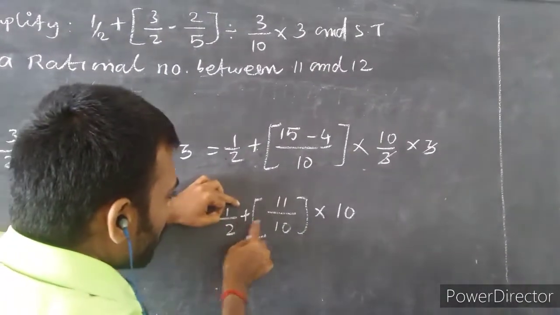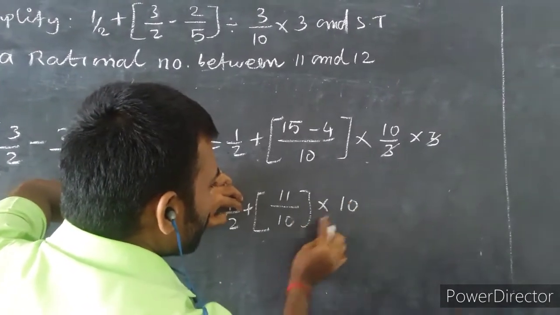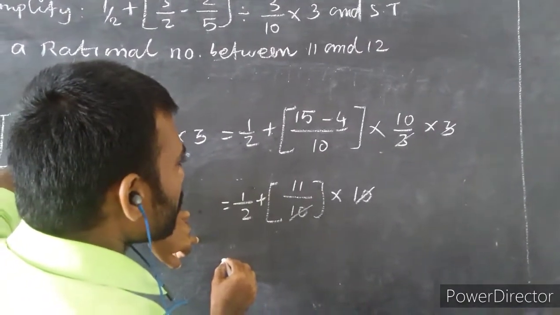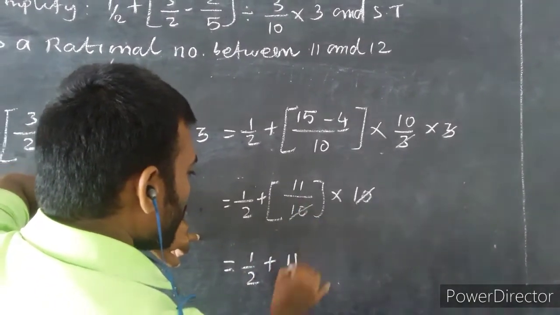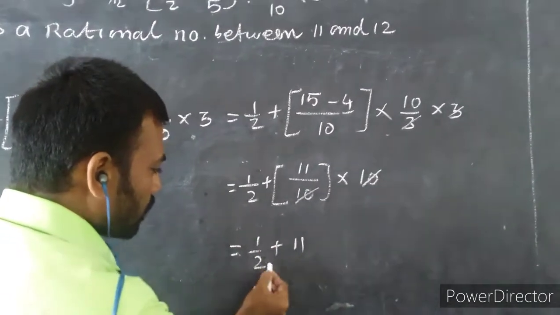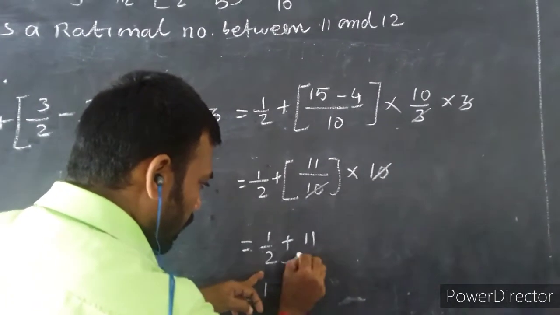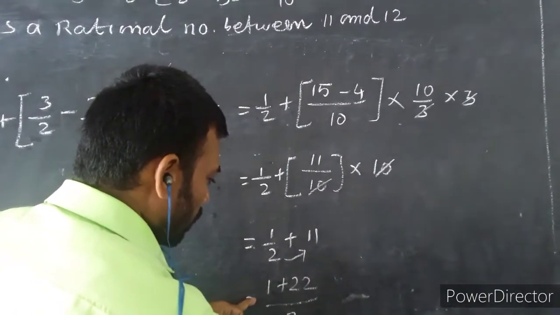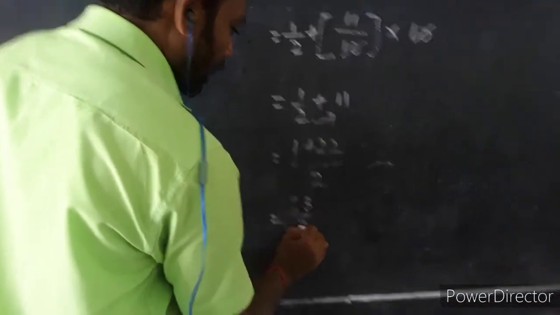Next, 1/2 plus 11/10 into 10. Here 11/10 is multiplied by 10, so cross-wise 10 and 10 cancel. Therefore, 1/2 plus the remaining value 11. This is the sum of these two numbers, so using cross multiply: 2 into 11 is 22, plus 1 gives 23, so the answer is 23/2.